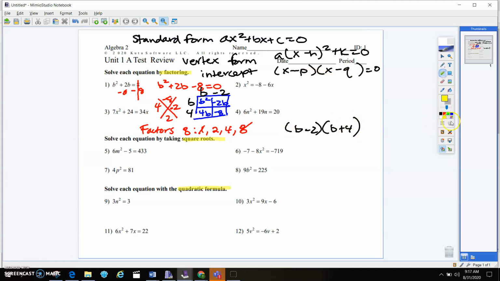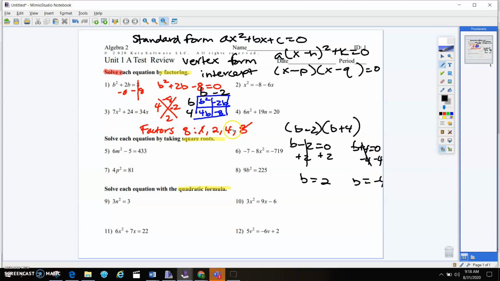One key point is that you have to remember it says solve each by factoring. So we want to take these factors and set them equal to 0 and then solve. If I take b minus 2 and set it equal to 0, and b plus 4 and set it equal to 0, I add 2 to both sides and b is going to equal 2. And over here I get b equals negative 4.